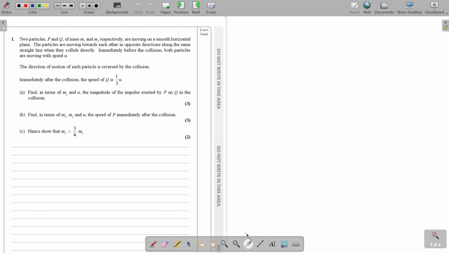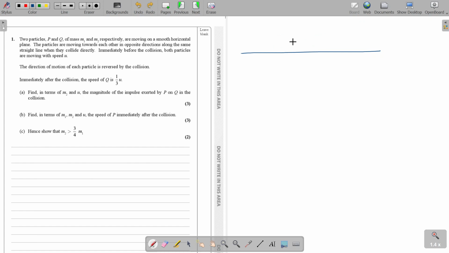Two particles P and Q of masses M1 and M2 respectively are moving on a smooth horizontal plane. The particles are moving towards each other in opposite directions along the same straight line when they collide directly. Okay, so you have the particles moving towards each other. Immediately before the collision, both particles are moving with speed u.